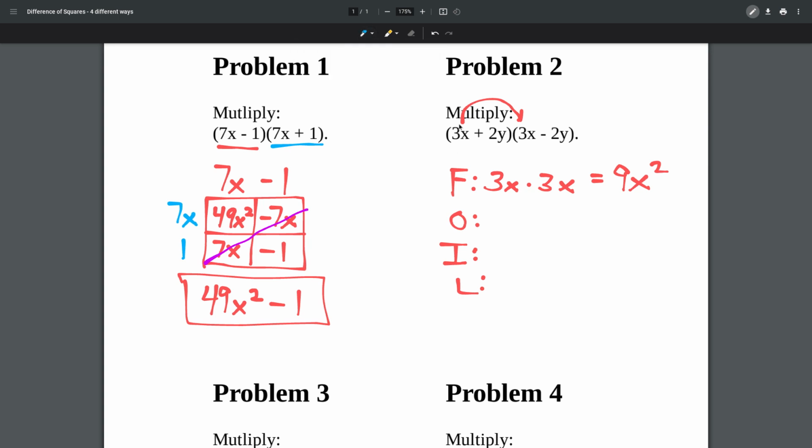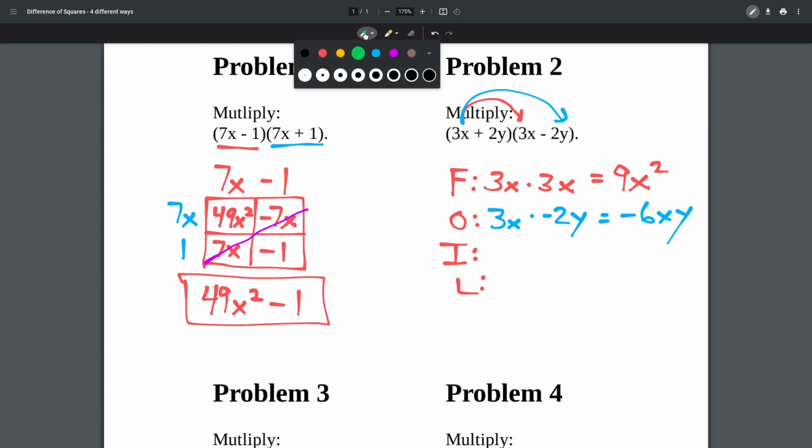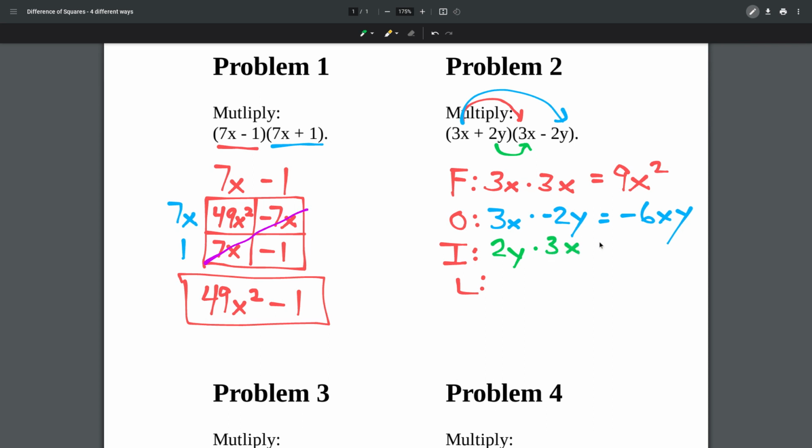And then we do the outer terms, so 3x times negative 2y. And in this case, that's a negative 6xy. And then we do the inner terms. So we do 2y times 3x in this case. That's going to be a positive 6xy. And then we do the last term. So 2y times negative 2y, that's going to be a minus 4 or negative 4y squared.